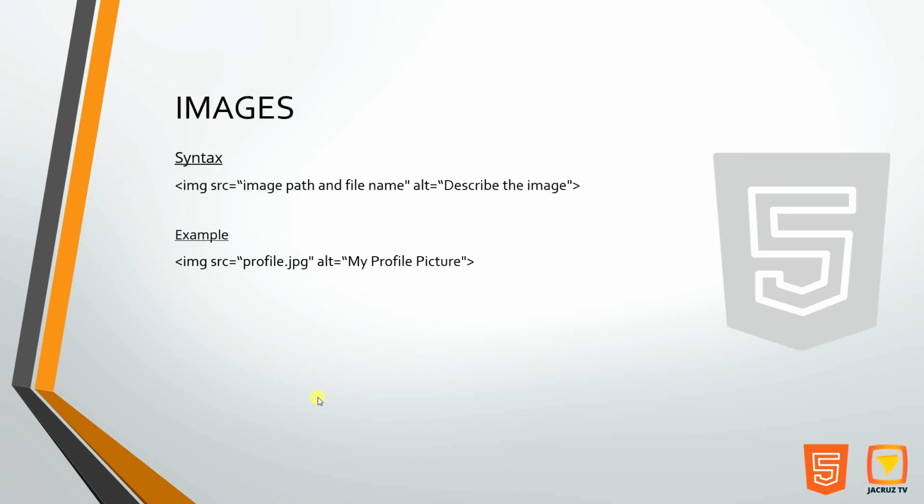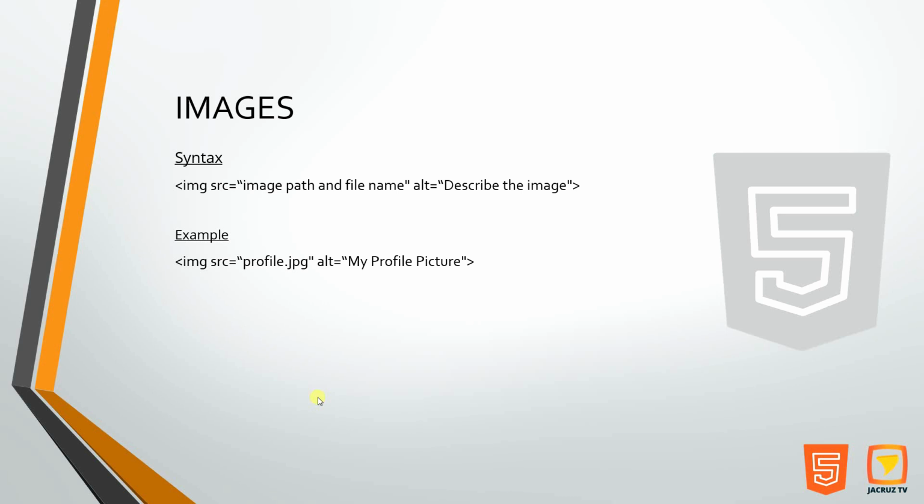So next is the image tag. Okay, so this is the syntax, how we will be using this image tag. Image, of course, we need this opening bracket, then the image tag, and then the source, the one that we explained before. That's why I discussed first the attributes so that you will understand before we proceed with some elements. Kaya, yun, ganun yung ginawa ko.